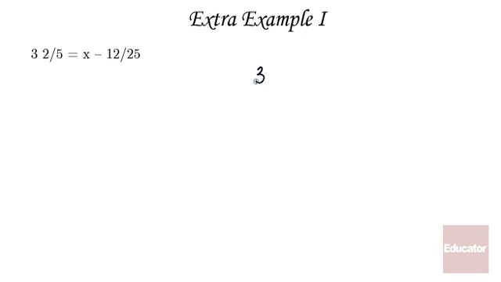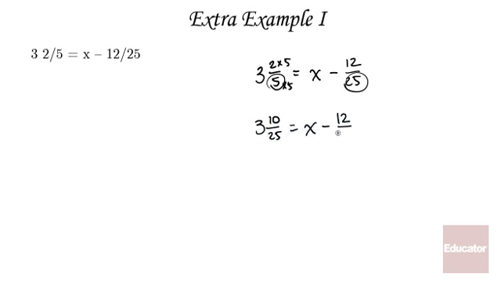Let's try solving an equation with a mixed number. 3 and 2/5 equals x minus 12 over 25. I'm going to start off by making the denominators the same. 5 and 25 can both be 25, so I'm going to multiply by 5 here. 3 and 10 over 25 equals x minus 12 over 25. The opposite operation, or the inverse operation, of subtracting 12 over 25 is to add 12 over 25.